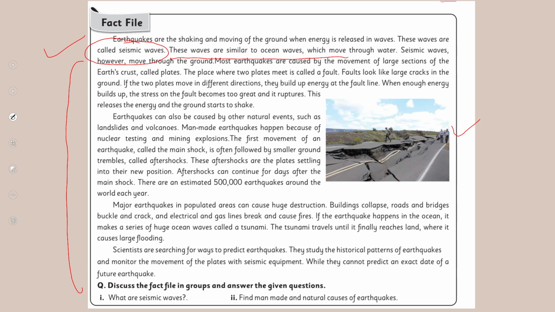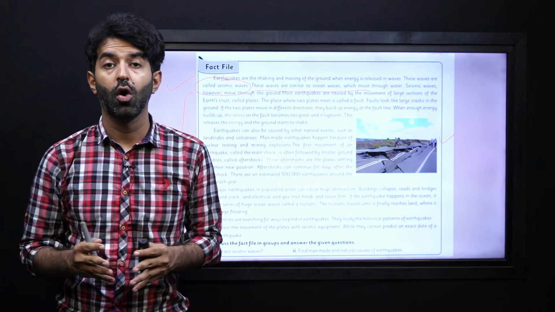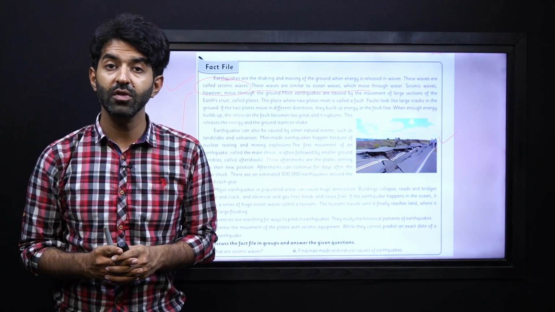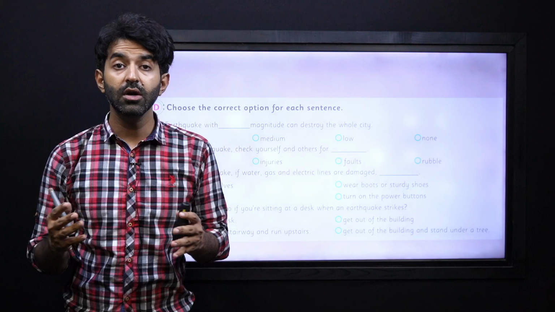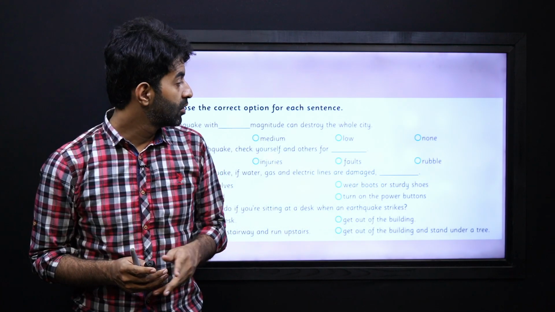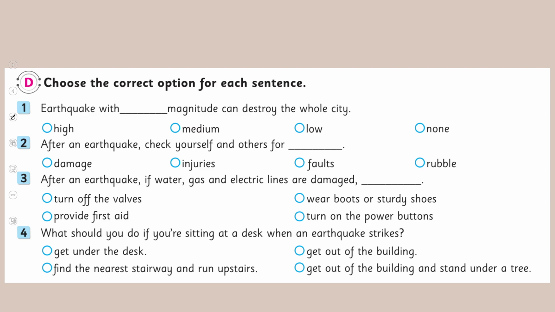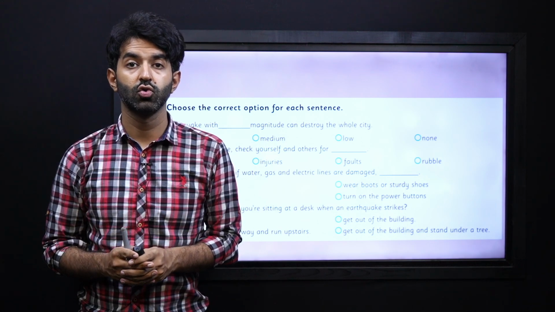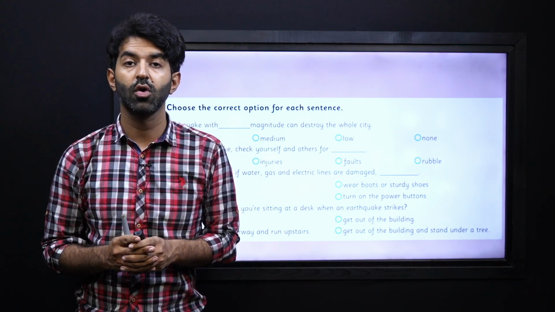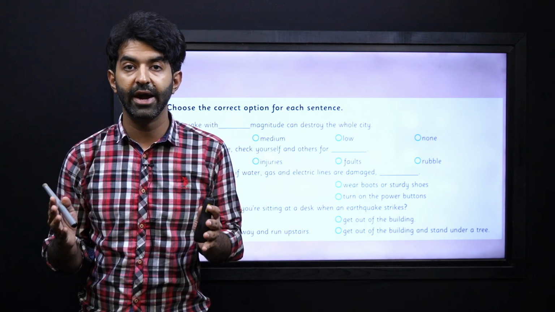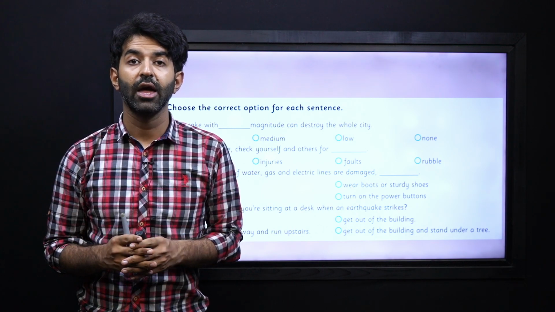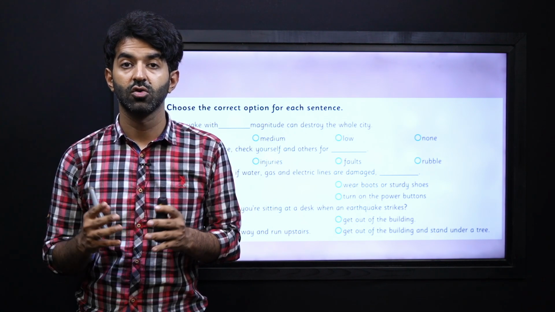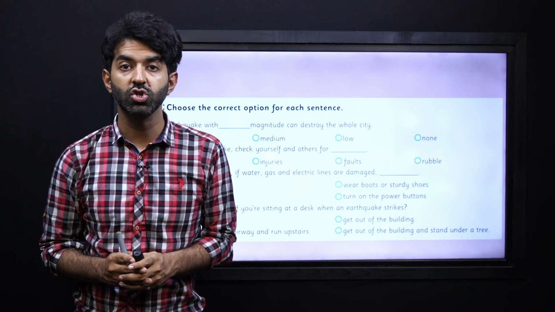Now, after reading this from your book, or you can read it by pausing the video, zooming in, and after you have learned all these facts about earthquakes, you can answer these questions as your classroom activity. All right, this is what you're supposed to do in your classroom activity. You are going to read this fact file or fact sheet thoroughly and then answer the questions related to it so that you can check your comprehension.